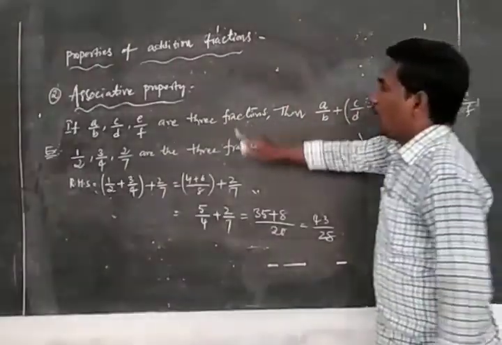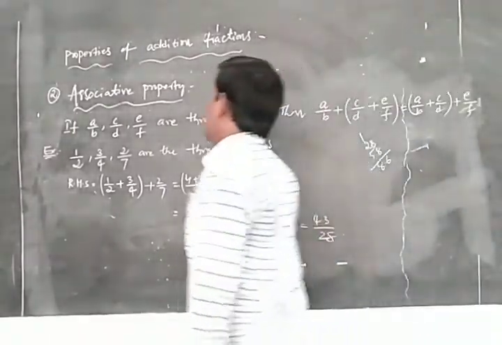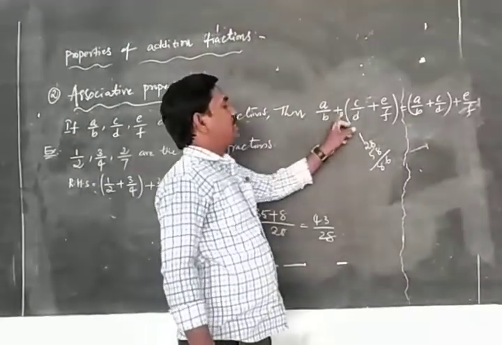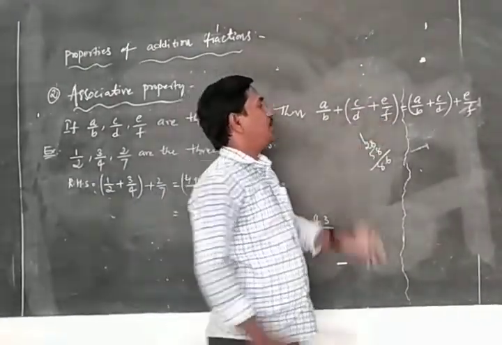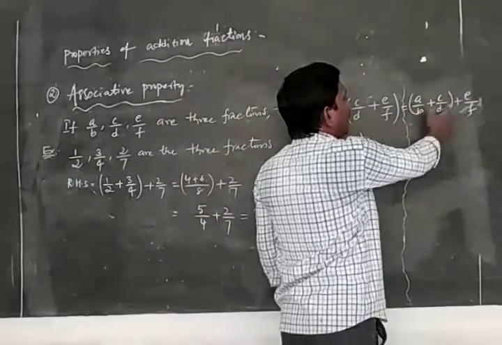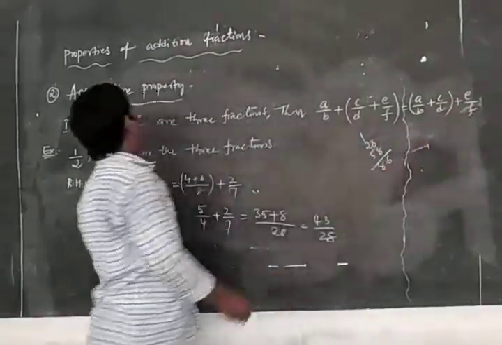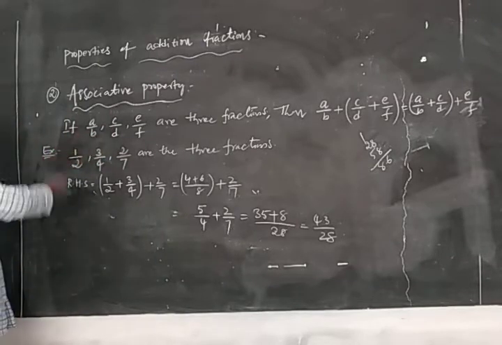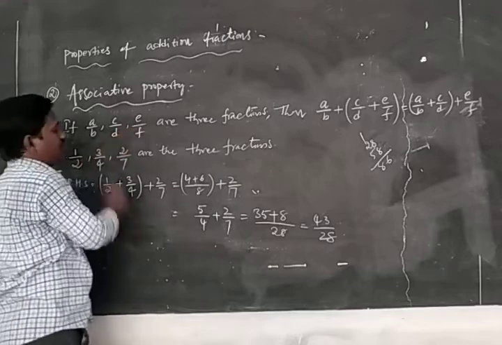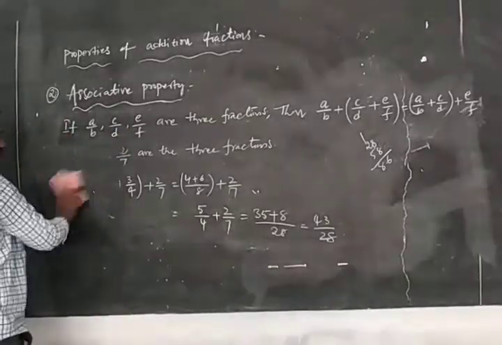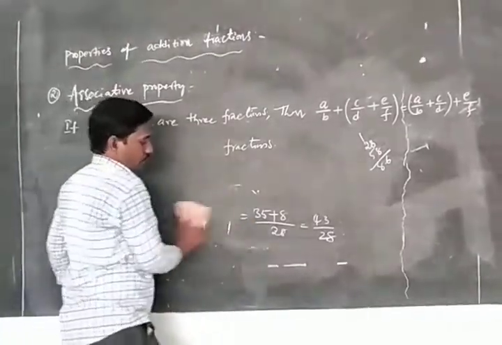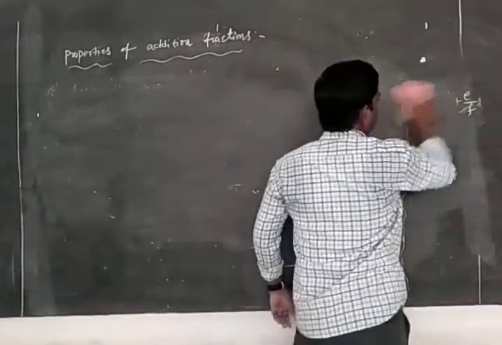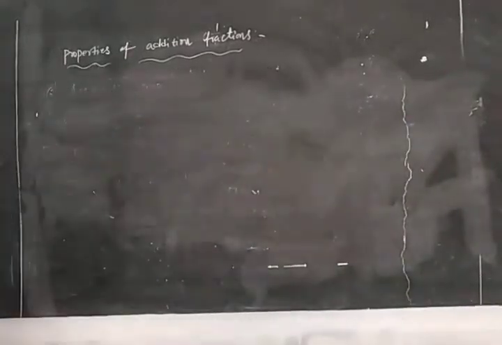So a/b, c/d, e/f are three fractions. Then a/b + (c/d + e/f) equal to (a/b + c/d) + e/f is the associative property. So the associative property is satisfied by a/b and c/d and e/f. So this is the associative property. Okay, next concept.